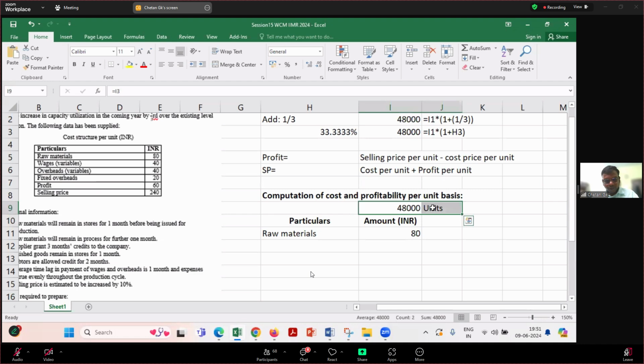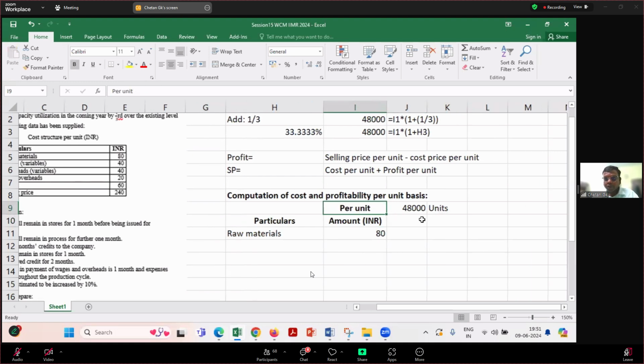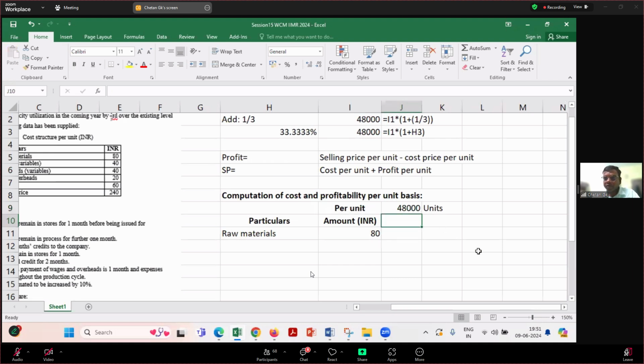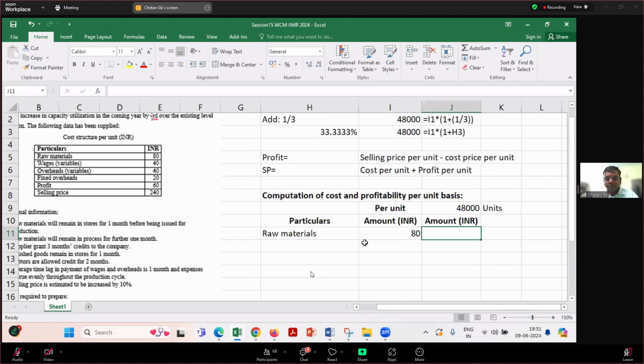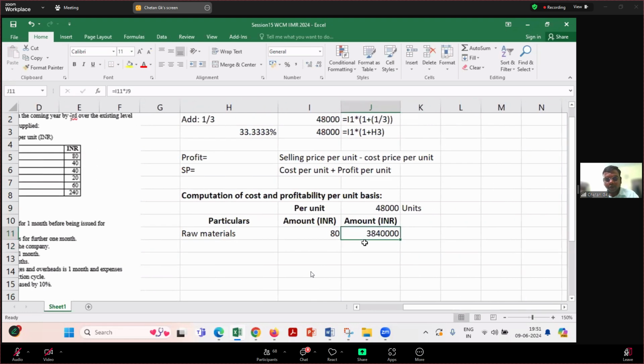Here I'll write it as per unit. I'm just changing slightly, because I want both per unit as well as the total for 48,000 units. So I'll copy and paste this here. How much is raw material now? Total raw material will be how much? So this is 80 multiplied by 48,000.